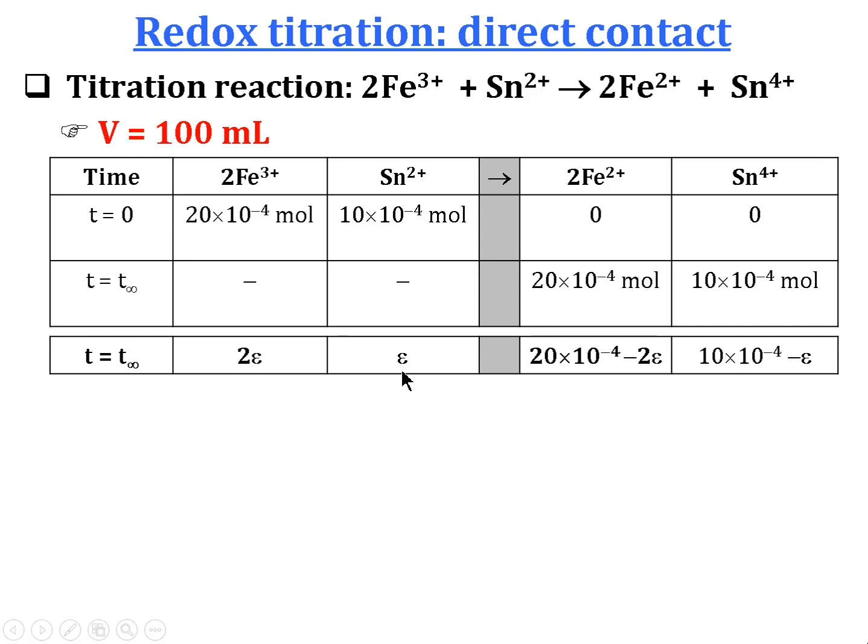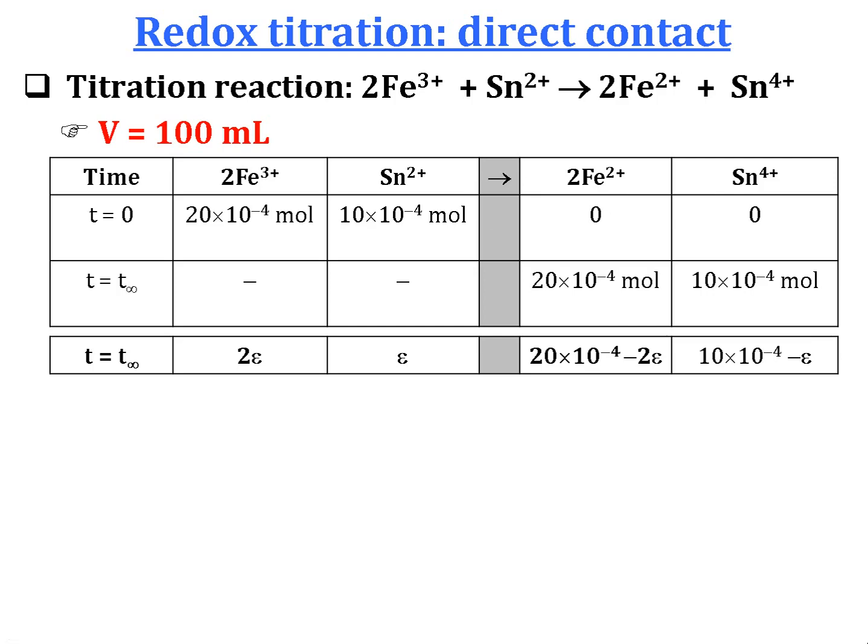So by this way, we can calculate epsilon according to the equilibrium constant K. And after we find the value of epsilon, we therefore know the concentrations of Sn2+ and Sn4+ in the solution at equivalence. So we can apply the Nernst equation on the couple Sn4+/Sn2+. And also we know Fe3+ and Fe2+ at equilibrium.